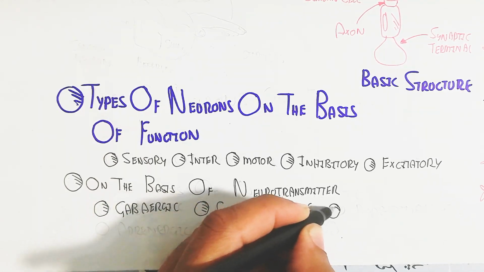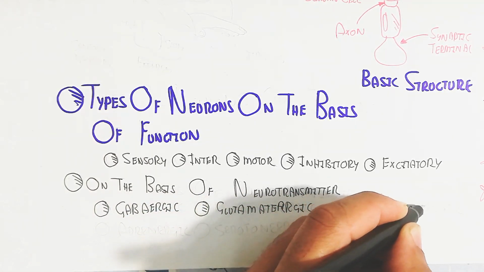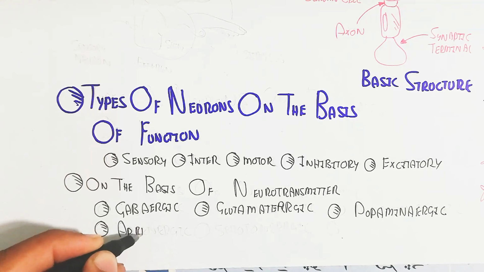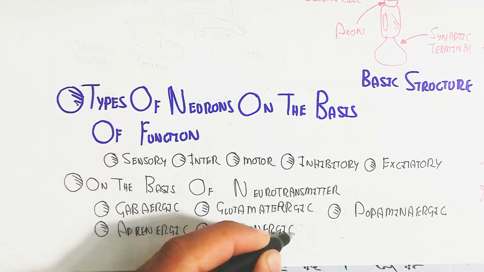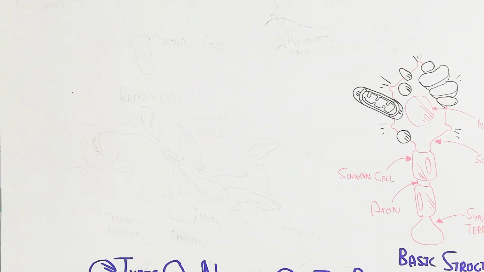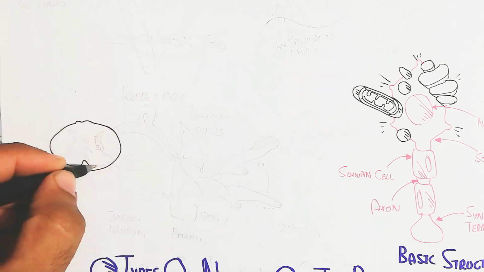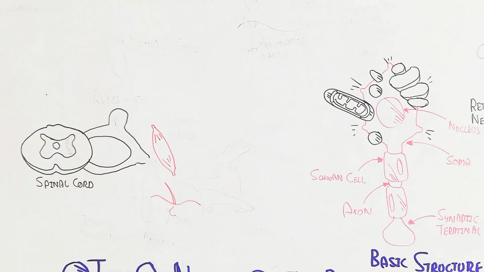the GABAergic neuron produces the GABA neurotransmitter. The glutamatergic neuron produces glutamate. The dopaminergic neuron uses excitation, the dopamine, and adrenergic and serotonergic neurons use their transmitters respectively. So this is the spinal cord.